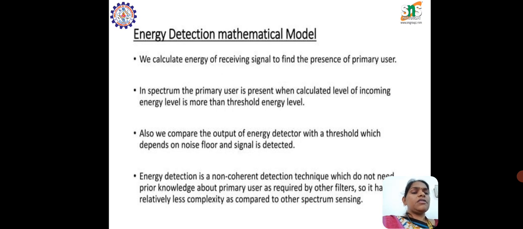Next, the energy detection mathematical model. Here we calculate the energy of the received signal to find the presence of the primary user, and the primary user is present in the spectrum when the calculated incoming energy level is more than the threshold energy level. We can also compare the output of the energy detector with a threshold, which depends upon the noise, and the signal is detected. Energy detection is a non-coherent detection technique, which does not need prior knowledge about the primary user or any filter, and it is less complex compared to the other spectrum sensing techniques.